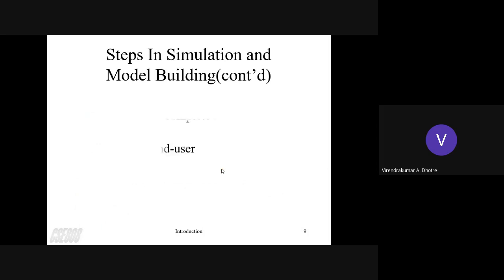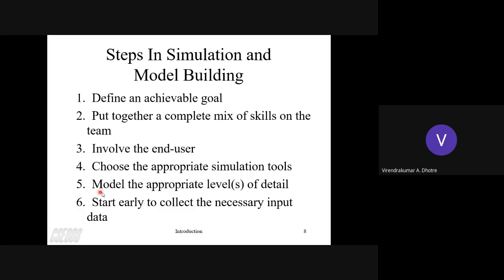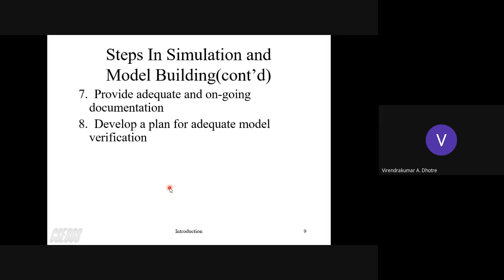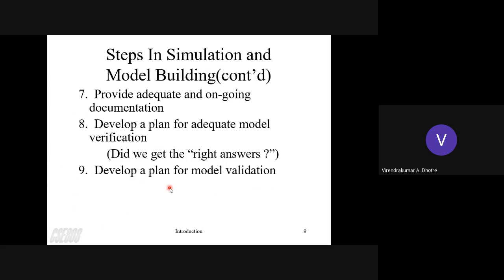Now, what exactly we are going to do, the appropriate detail level, we have created in the fifth step. We have to go to the next step. So develop a plan. Create a plan again for how this model is working, whether it is working rightly or whether we are on the right track. We will verify it. So how are we going to verify? We have to create a plan so that we can implement. So that is the eighth, developing a plan for adequate model verification. And normally here we ask whether we get the right answers, that is what we define as verification.